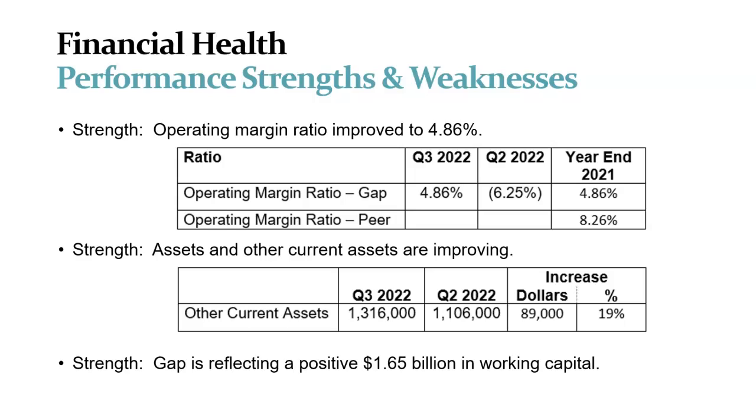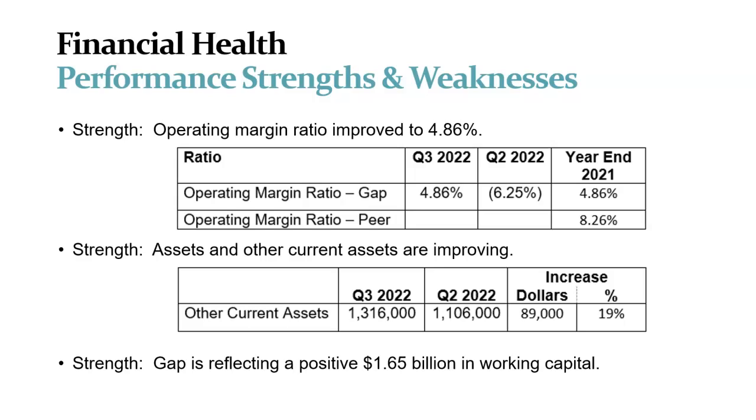Another strength can be found in the improvement to assets and other current assets, which make up the majority of total current assets. Gap does not break out the category of other current assets on a quarterly basis, but within that number contains accounts receivable and prepaid taxes and prepaid rent. This category of other current assets improved by 19% over the quarter and makes up 11% of the total revenue.